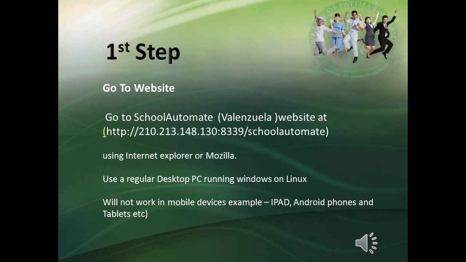The first step here is to go to the SchoolAutomate website. Use the following URL for the Valenzuela City Campus. You can use any browser, either Internet Explorer or Mozilla.